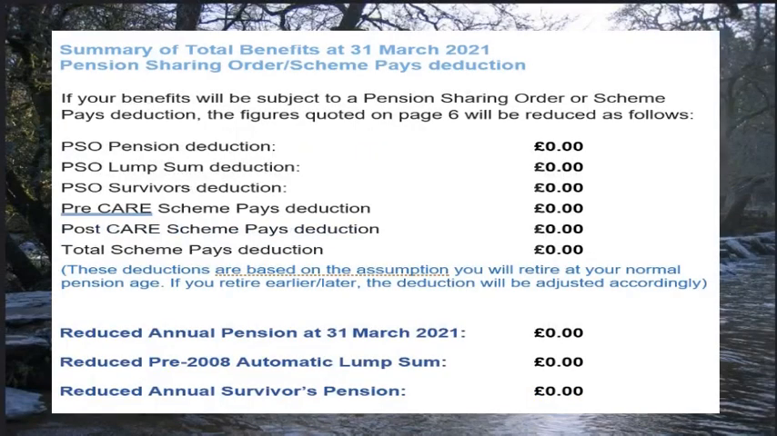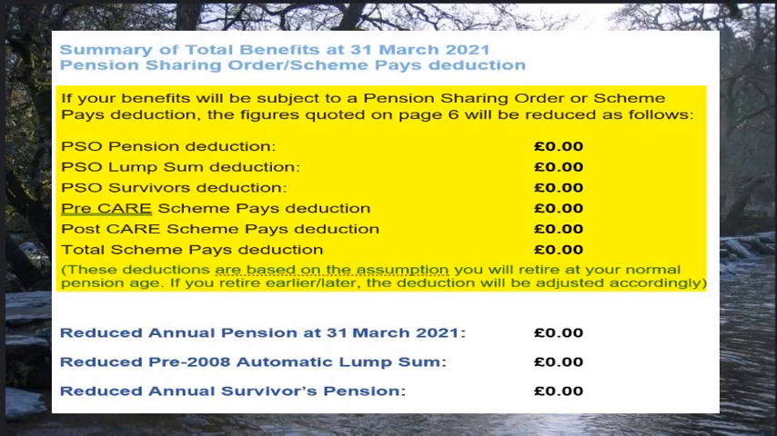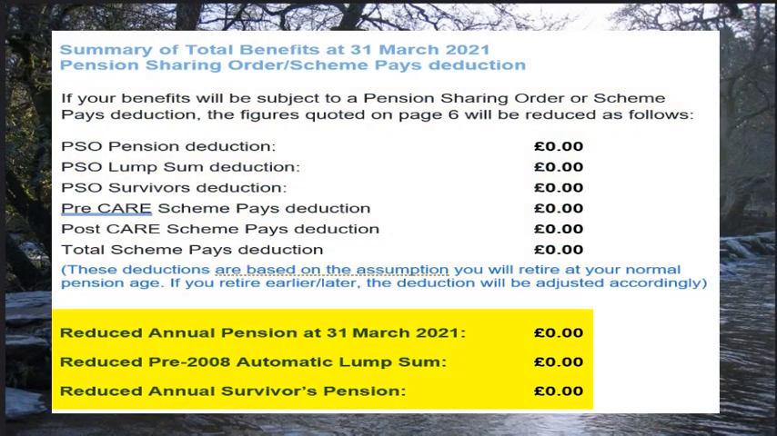If you have a pensions sharing order, or are having any scheme pays deductions, they will show in this section. A pension sharing order may be issued on divorce. It sets out how much of your pension your ex-spouse or partner receive. The scheme pays deduction is a tax charge if you go over your annual allowance. The annual allowance is the maximum amount of contributions you can pay or the maximum amount of pension you can accrue in a year. The reduced annual pension, lump sum, and spouse's pension, as at the 31st of March 2021, following these reductions will also be shown.